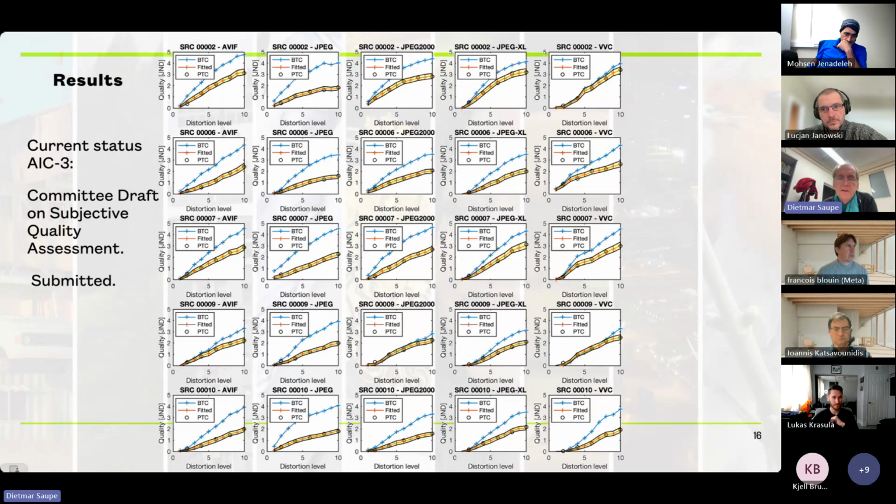I'm sure we will see that next year when the contributions of JPEG AIC-4 will come in. Yeah, looking forward to seeing those. Thank you so much, Dietmar. Yeah, thank you, Lucas.